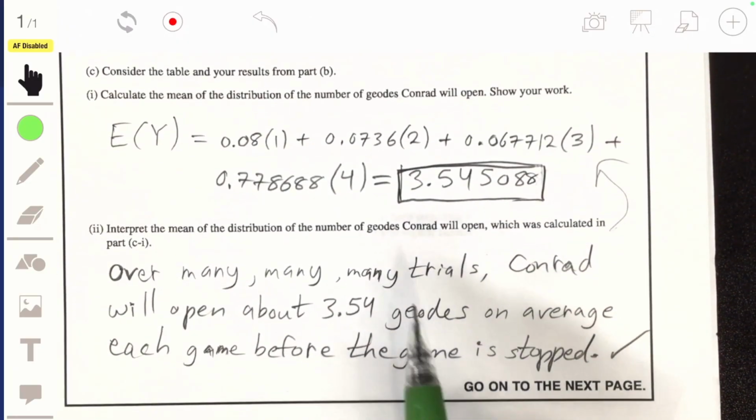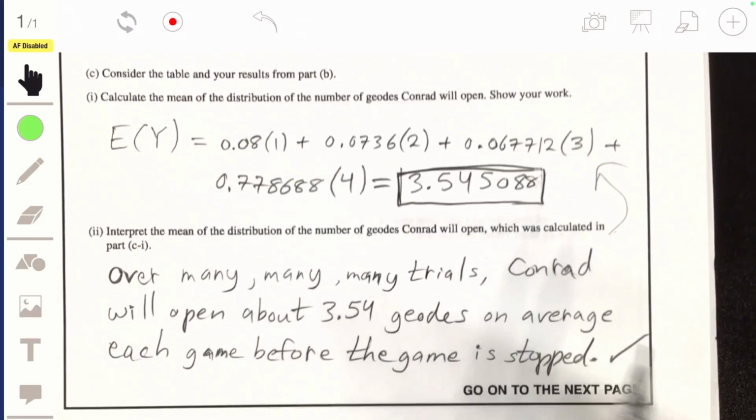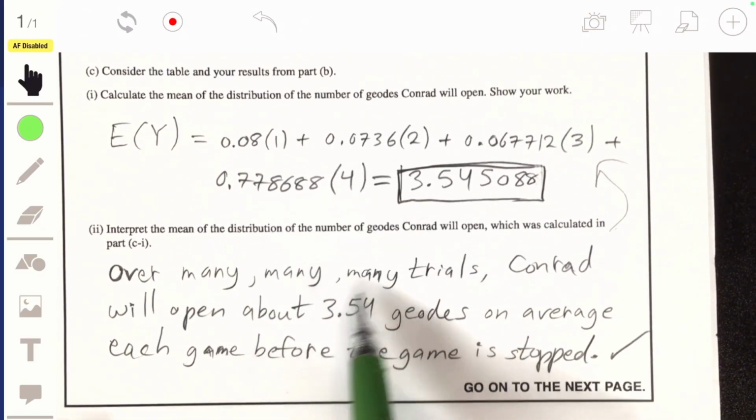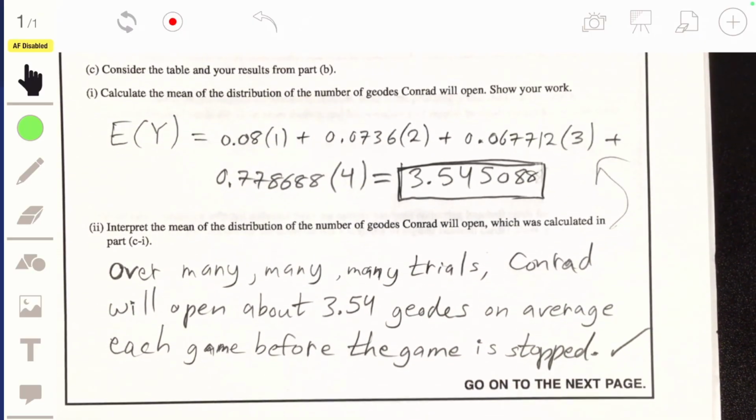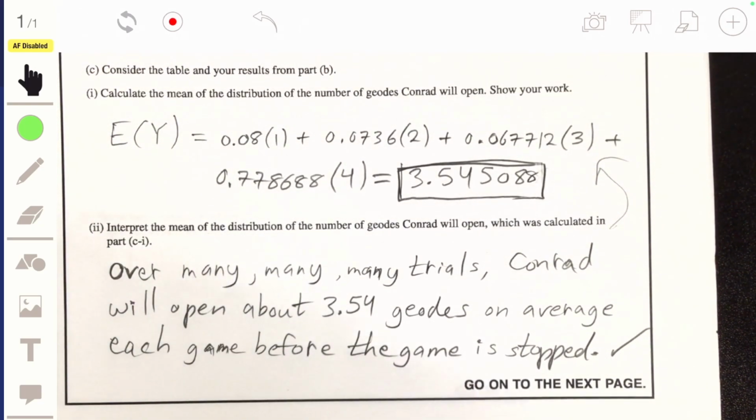And even though in real life you can't get 3.54 geodes, you can get 1, 2, 3, or 4, this doesn't make sense, but you have to leave it like that, and mathematically for discrete random variables, you can still have these values. So don't worry about that.